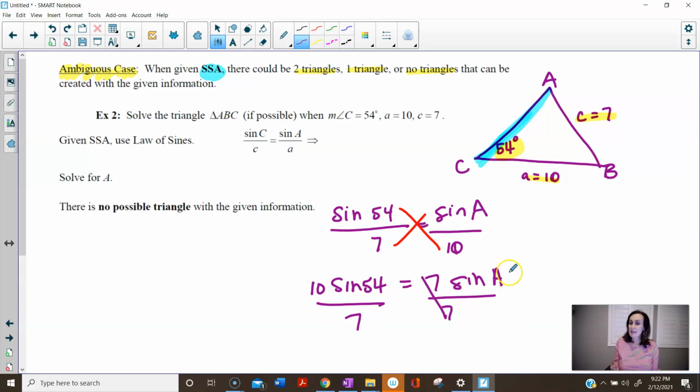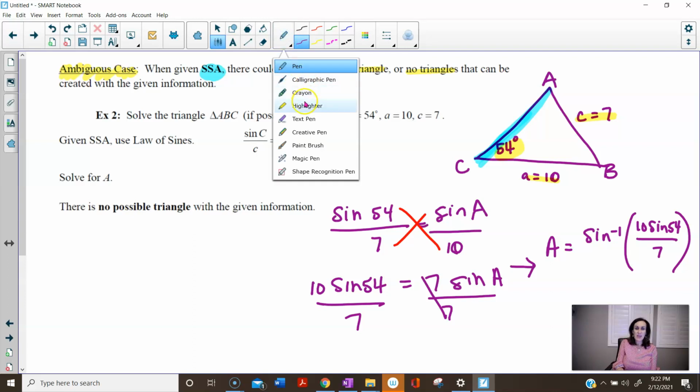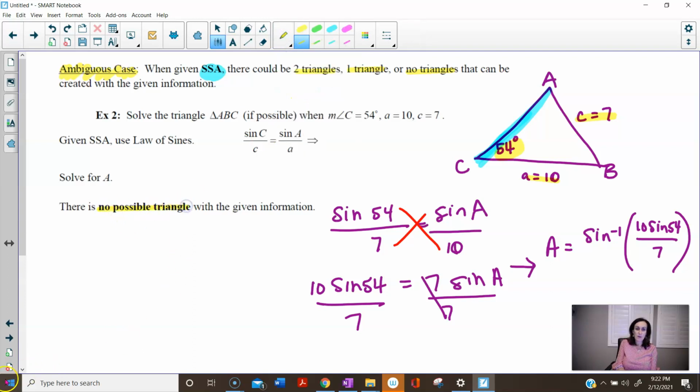And then just a reminder, how do I get angle A by itself? I have to take the inverse sine. So how this works is you would have angle A is equal to the inverse sine of this fraction, 10 sine 54 over 7. And what happens when you put that in your calculator is it doesn't work out. You're going to get no solution. So therefore, the answer to this one is no possible triangle.